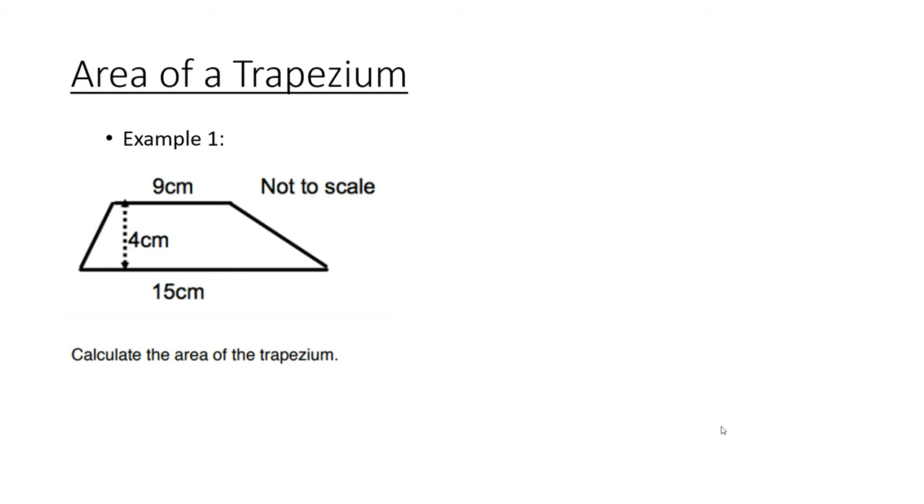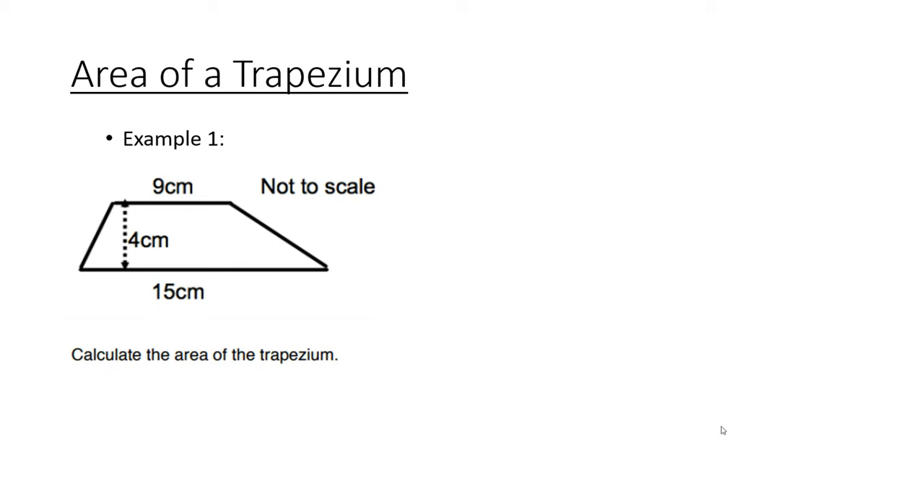We're going to discuss now the area of a trapezium. This is probably one of the trickiest ones to find for the areas of a quadrilateral, so let's have a look at how we can do it. So area of a trapezium, we have an example here. It's not drawn to scale, so we've got a question that says calculate the area of the trapezium.